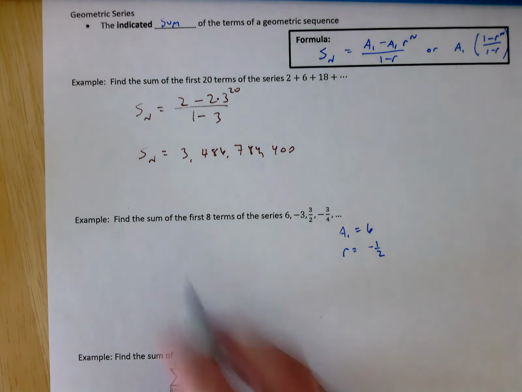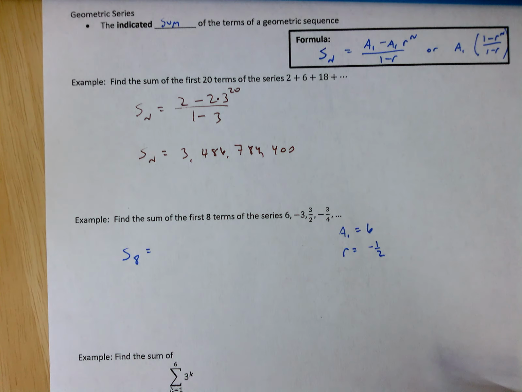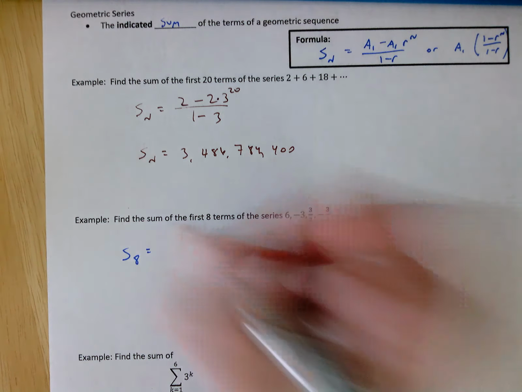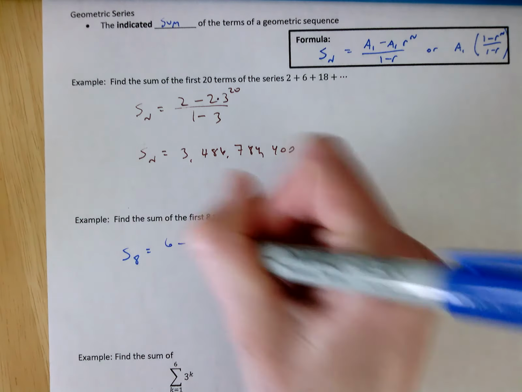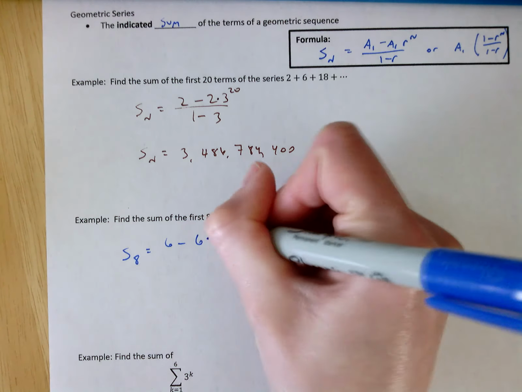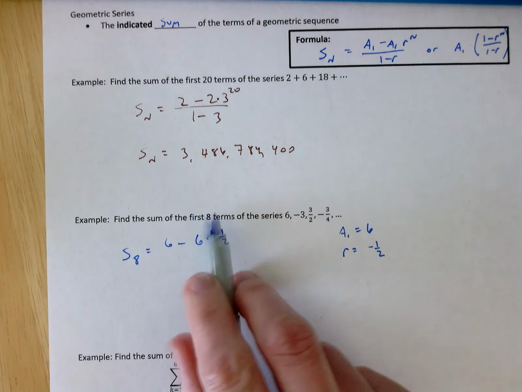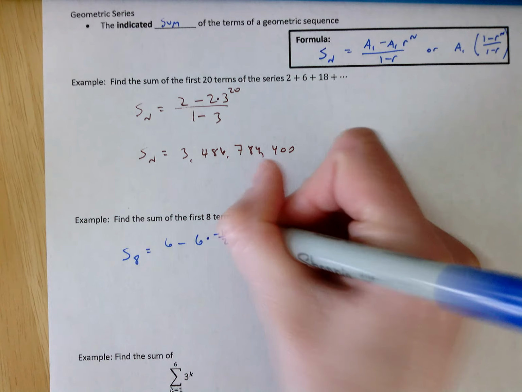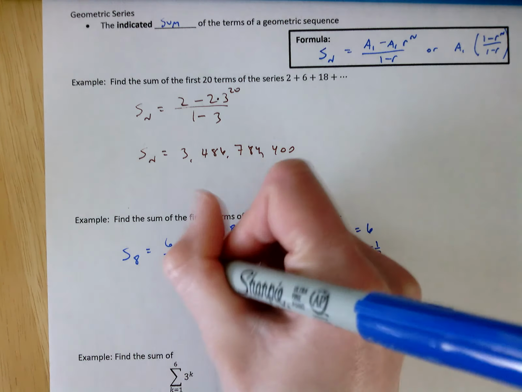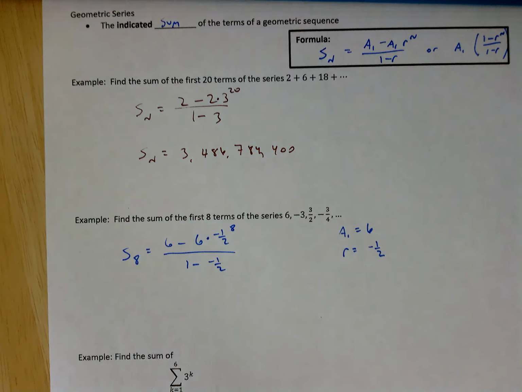Cool. All right, and we want the sum of the first 8 terms. So we're finding s sub 8. And again, using that formula, I'm going to start with a sub 1, which is 6, minus a sub 1 again, which is still 6, times my common ratio, -1/2, raised to the nth power, which is 8 in this case. And I'm dividing it by 1 minus my common ratio, -1/2.